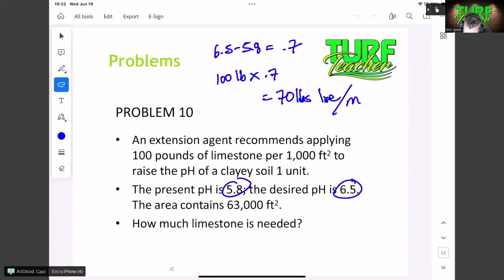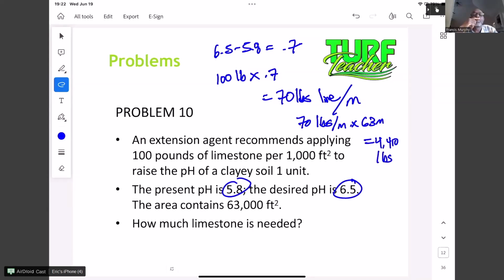I got the 70 pounds per thousand times 63,000, basically 4,410 pounds of lime. So several bags.